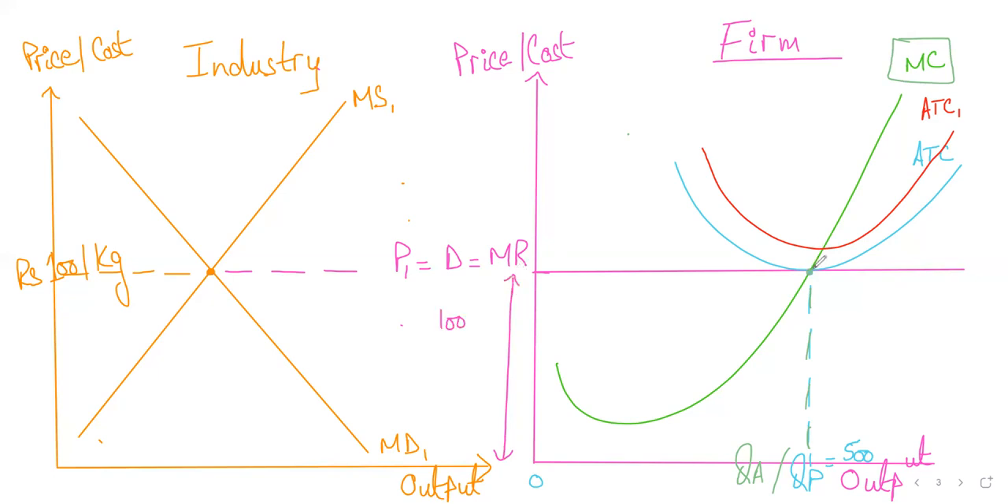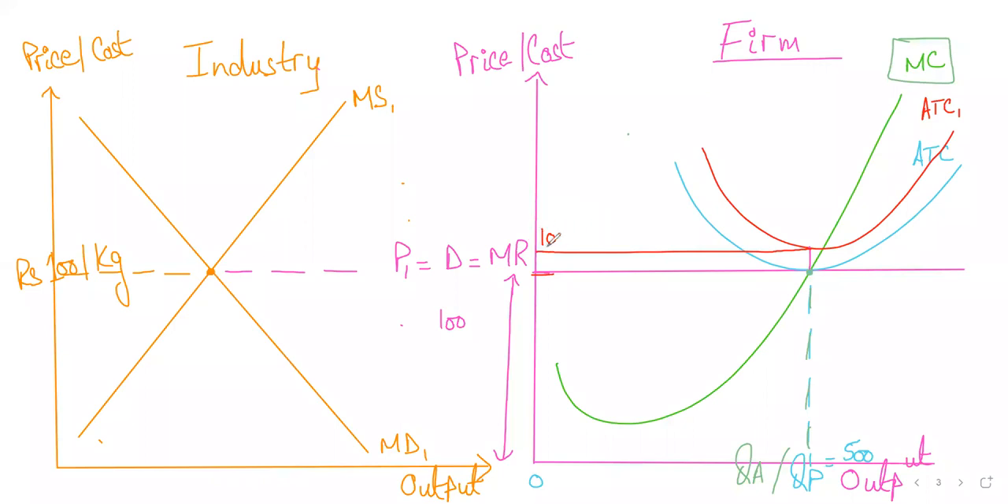Now, if ATC is higher than this, can you see what I'm trying to do over here? Then obviously it would be higher than 100, because this is higher than this mark. So it would be, let's say, 105. If your cost of producing is 105 and you're selling each unit for 100, would you make a profit? No, sir.